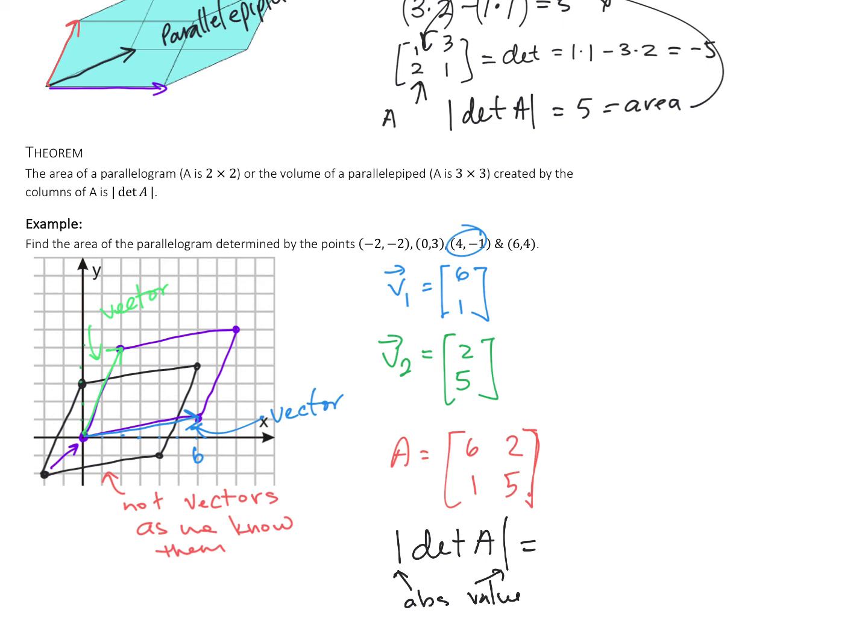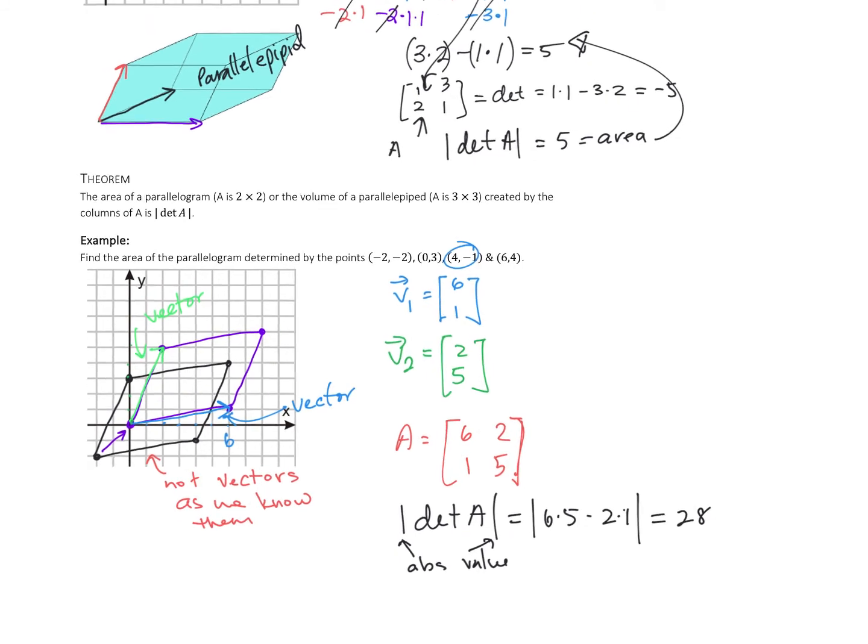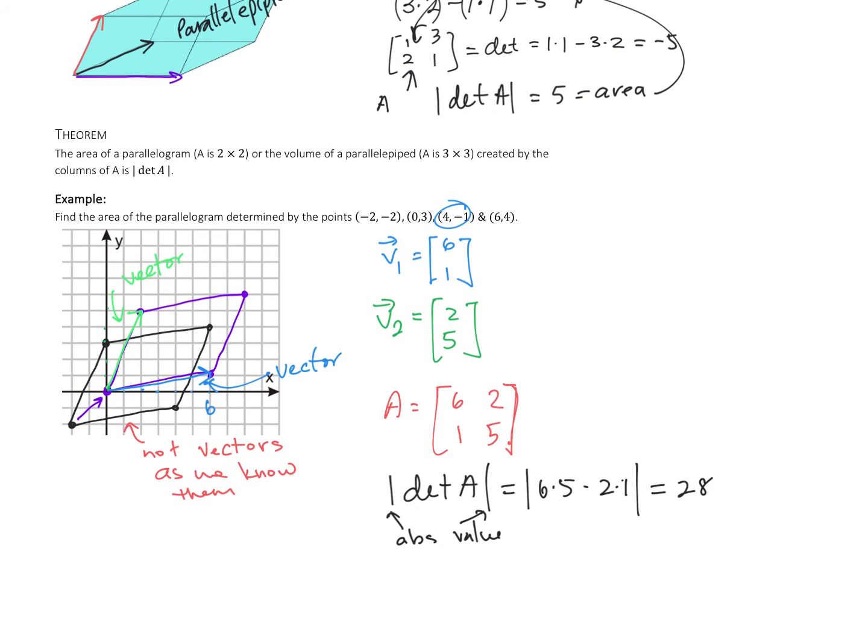So the determinant of A is 6 times 5 minus 2 times 1. 6 times 5 is 30, minus 2 is 28. So the area of this parallelogram is 28. Why not? We'll make an actual statement. Who doesn't love a statement?